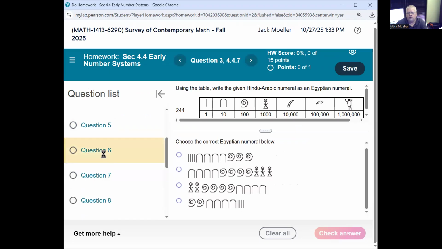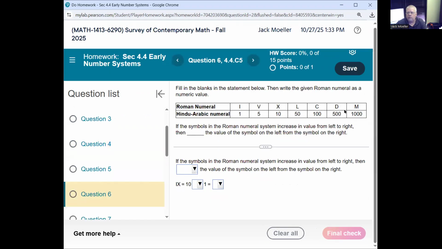Then you get into your Roman numerals. And again, with your Roman numerals, notice that they give you the chart, so you don't have to memorize those numbers. Here, this is one of the earlier ones. They're asking you if you have I and then X, are you adding or subtracting? We're not dividing or multiplying, so that should never be the case.